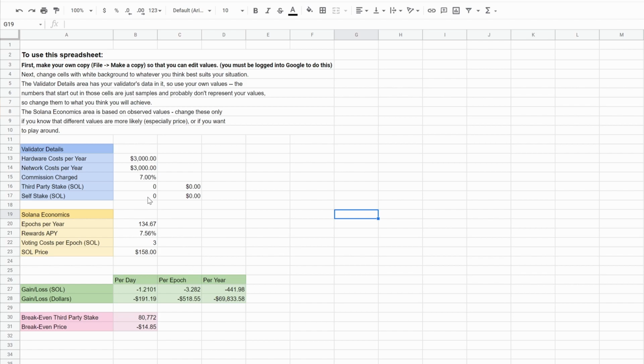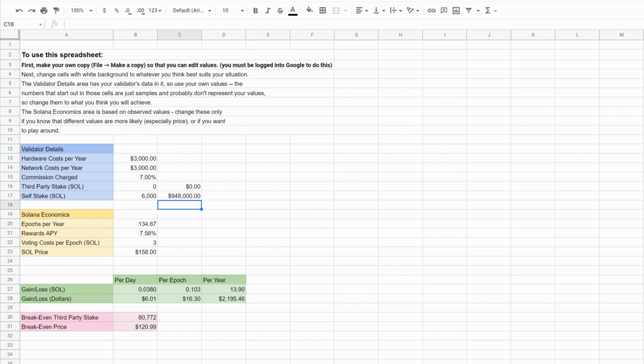But let's gradually increase our self-stake. So first 1,000, still losing money. 2,000, still losing money. 4,000, still losing money, and we have invested over $500,000 of our own money at this point. Let's do 6,000. Oh, okay, 6,000, nearly $1 million. 6,000 Solana, nearly $1 million. We are finally about breaking even. We're making $6 a day.